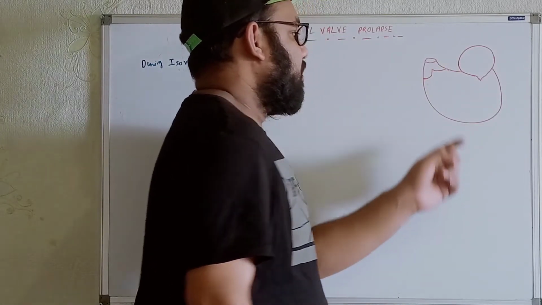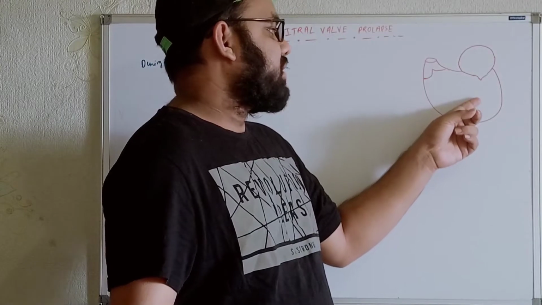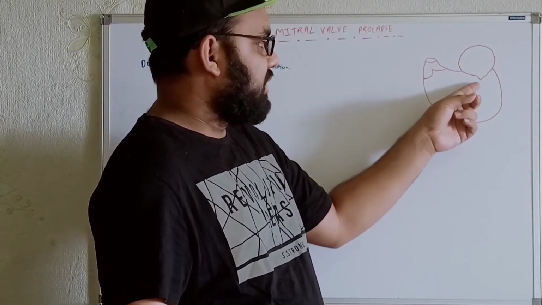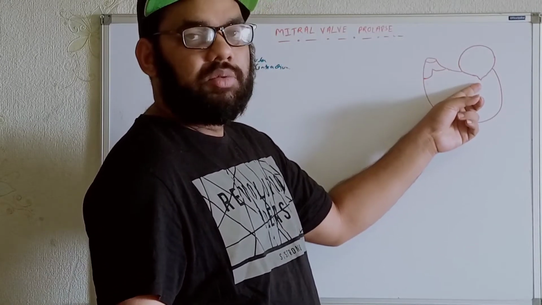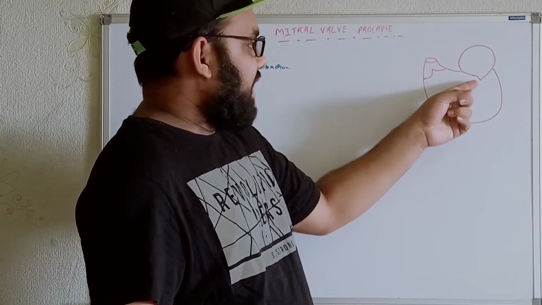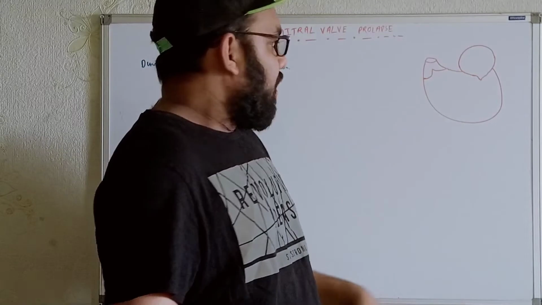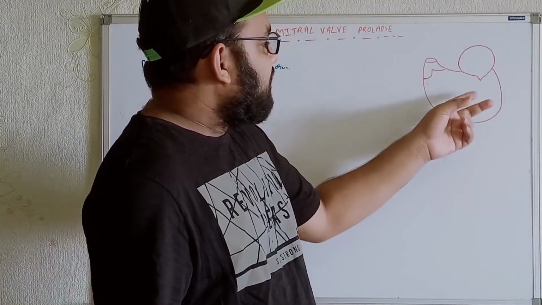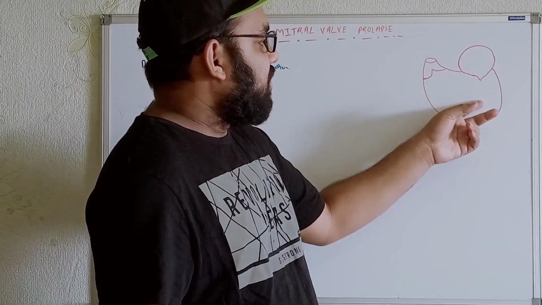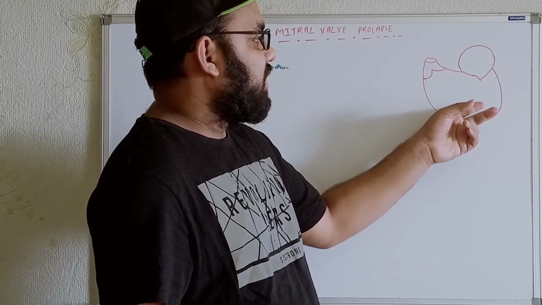But what do we know? Whenever we see contraction of the left ventricle, at that time the mitral valve closes. As a result, the blood is not able to go from the left ventricle to the left atrium. Along with that, the other structures that we get over here will also prevent the backflow from the left ventricle to the left atrium.